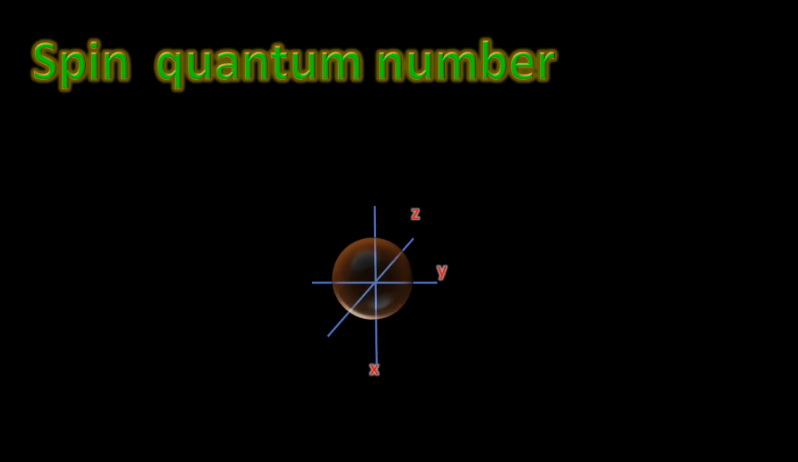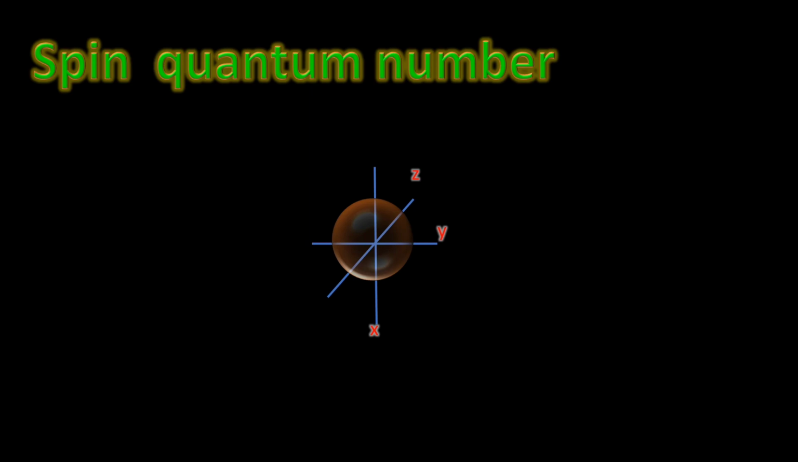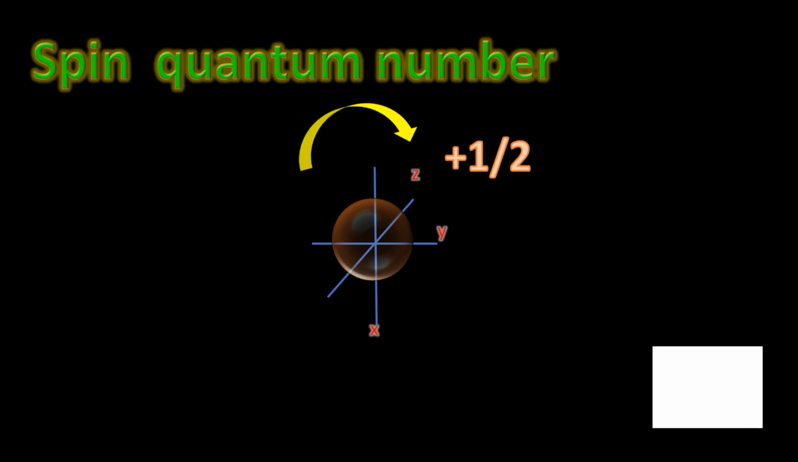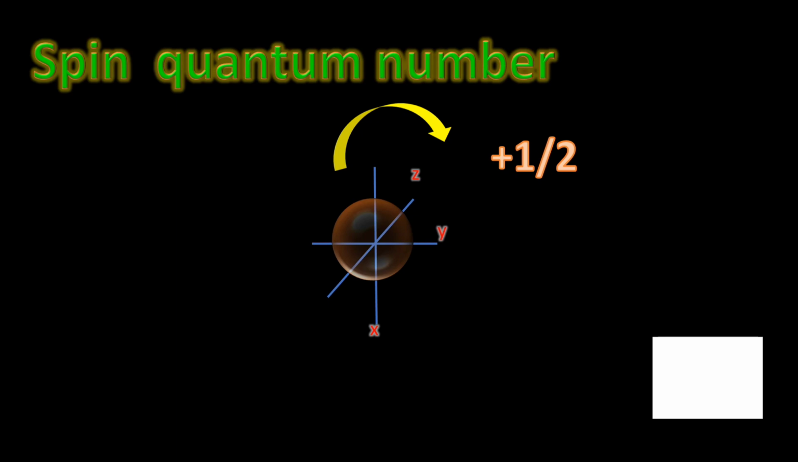Now on to the final quantum number, that is the spin quantum number. In every orbital, which can accommodate 2 electrons, the electrons revolve around in 2 directions, clockwise and anti-clockwise. For the clockwise direction, it is shown as plus 1/2, and for the anti-clockwise direction, it is shown as minus 1/2.